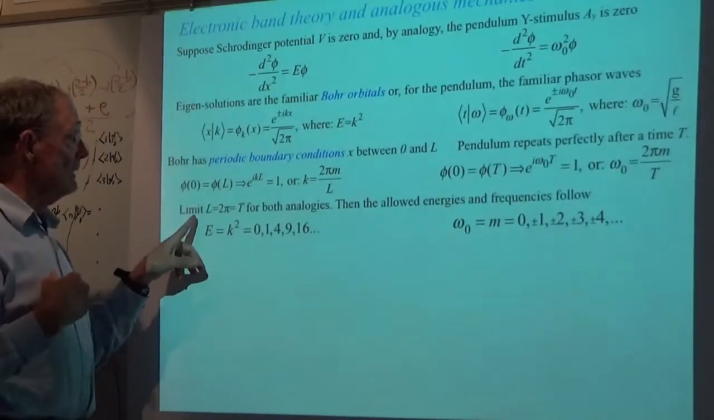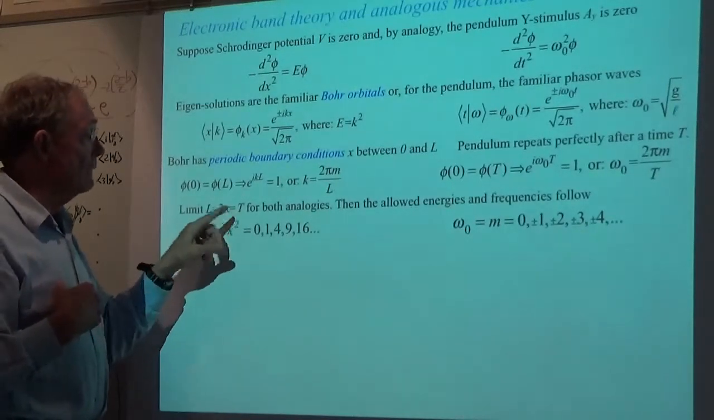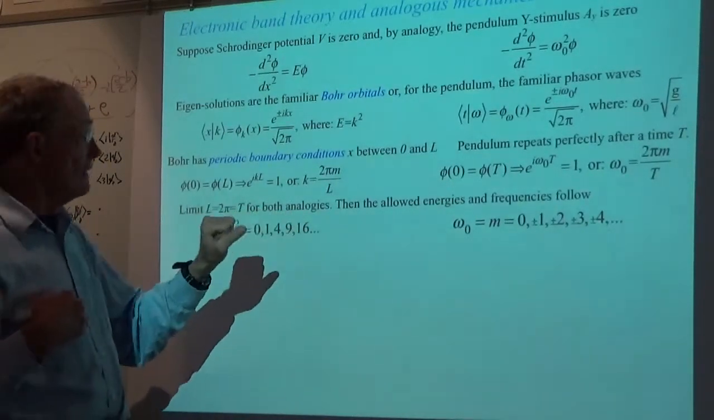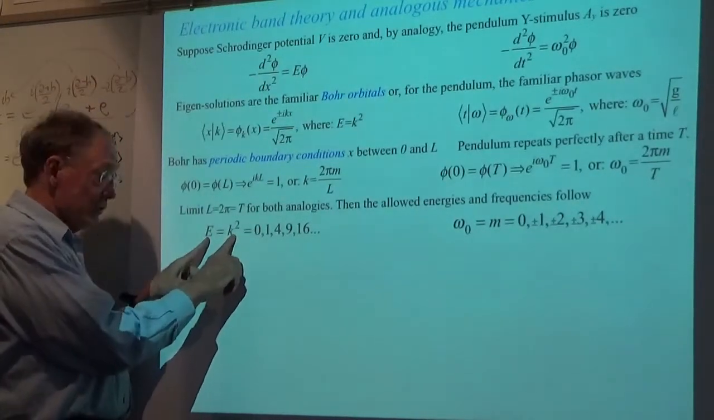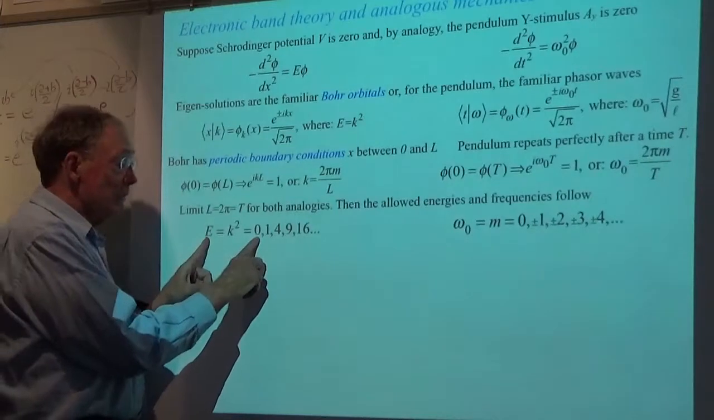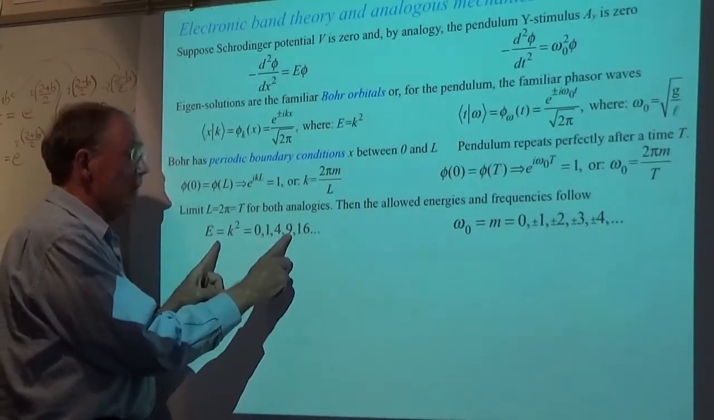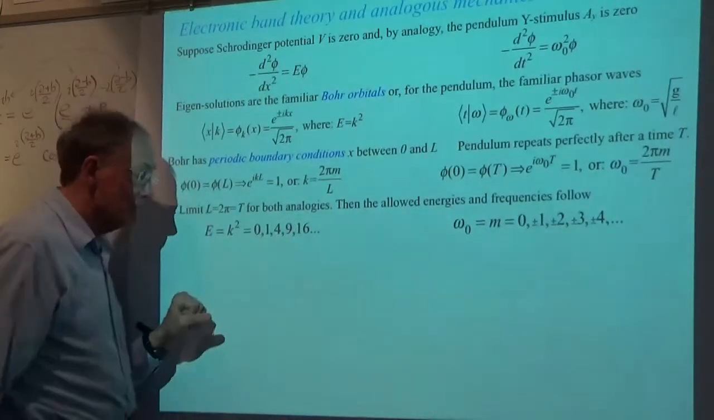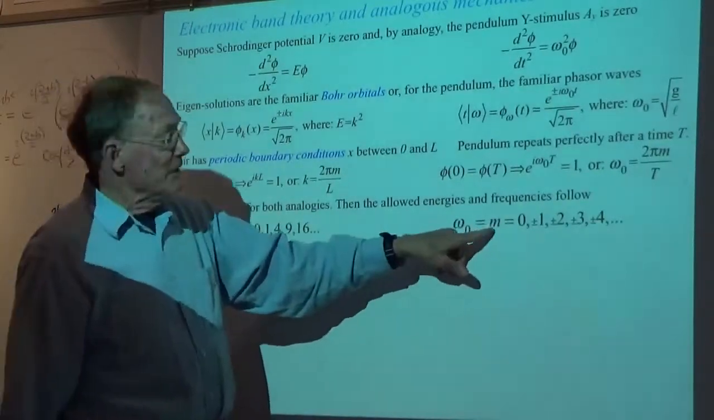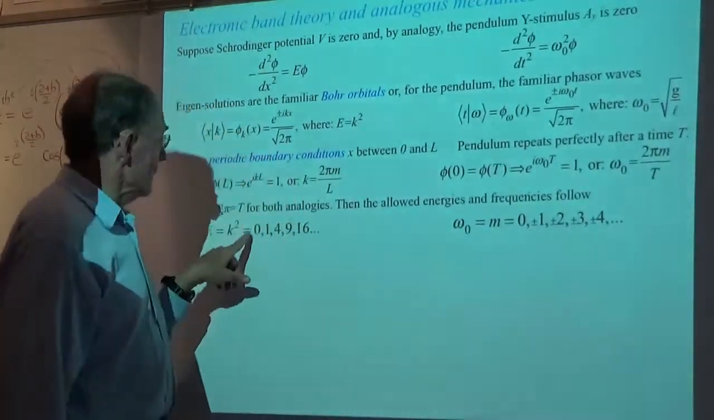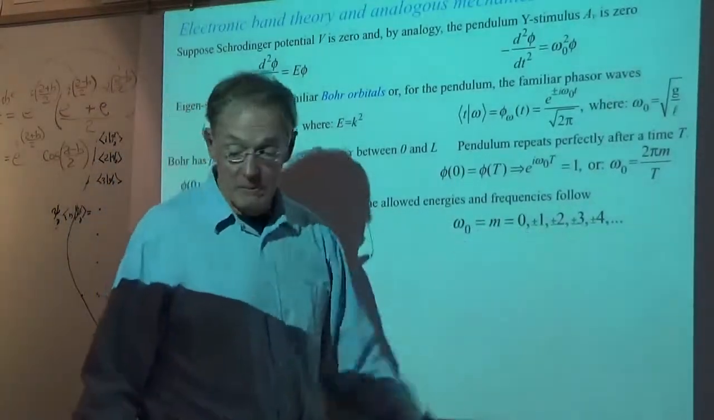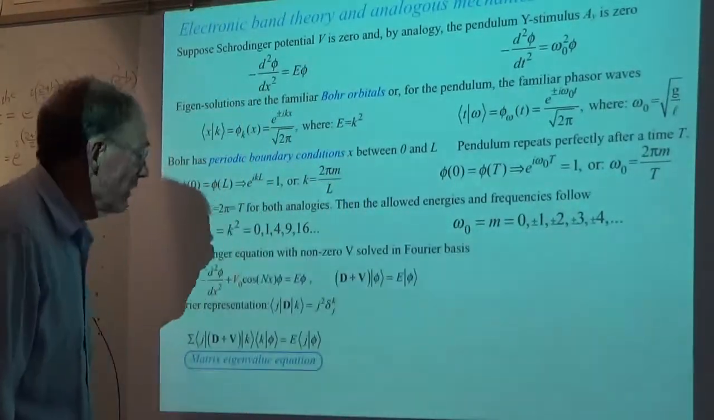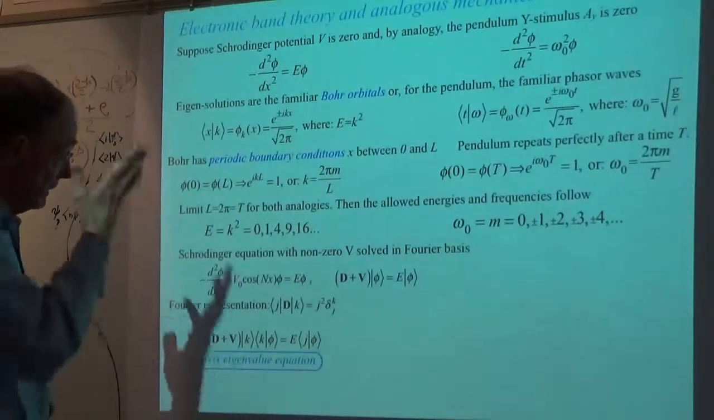So the limit L equal 2 pi equal T for both analogies, you see, will be E equal K squared, okay? 0 squared, 1 squared, 2 squared, 3 squared, 4 squared. And basically this one's the same thing. And the K can go either way, so this is really plus and minus as well as this one is. Okay, so that's where we start with this stuff, and I'll point this out again later on.